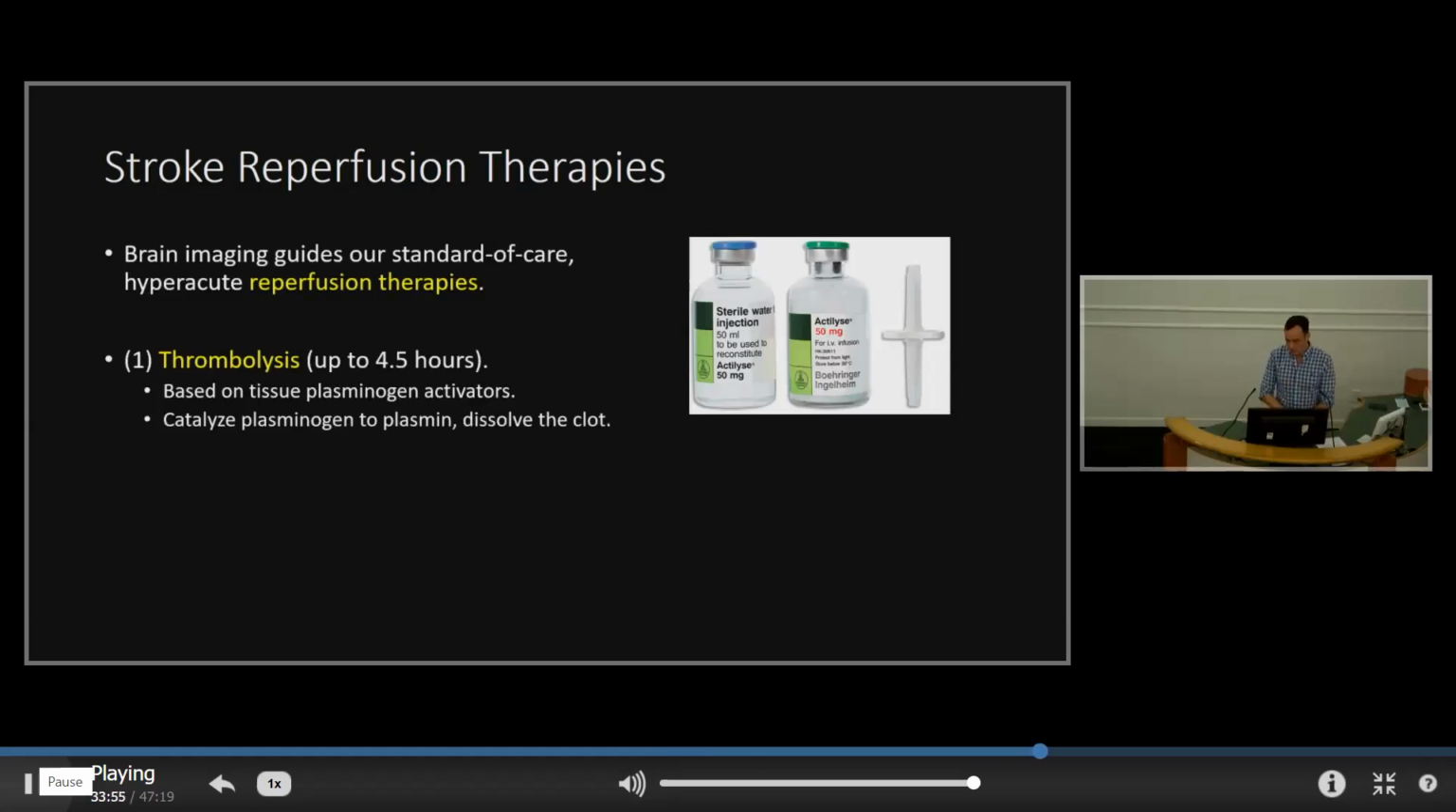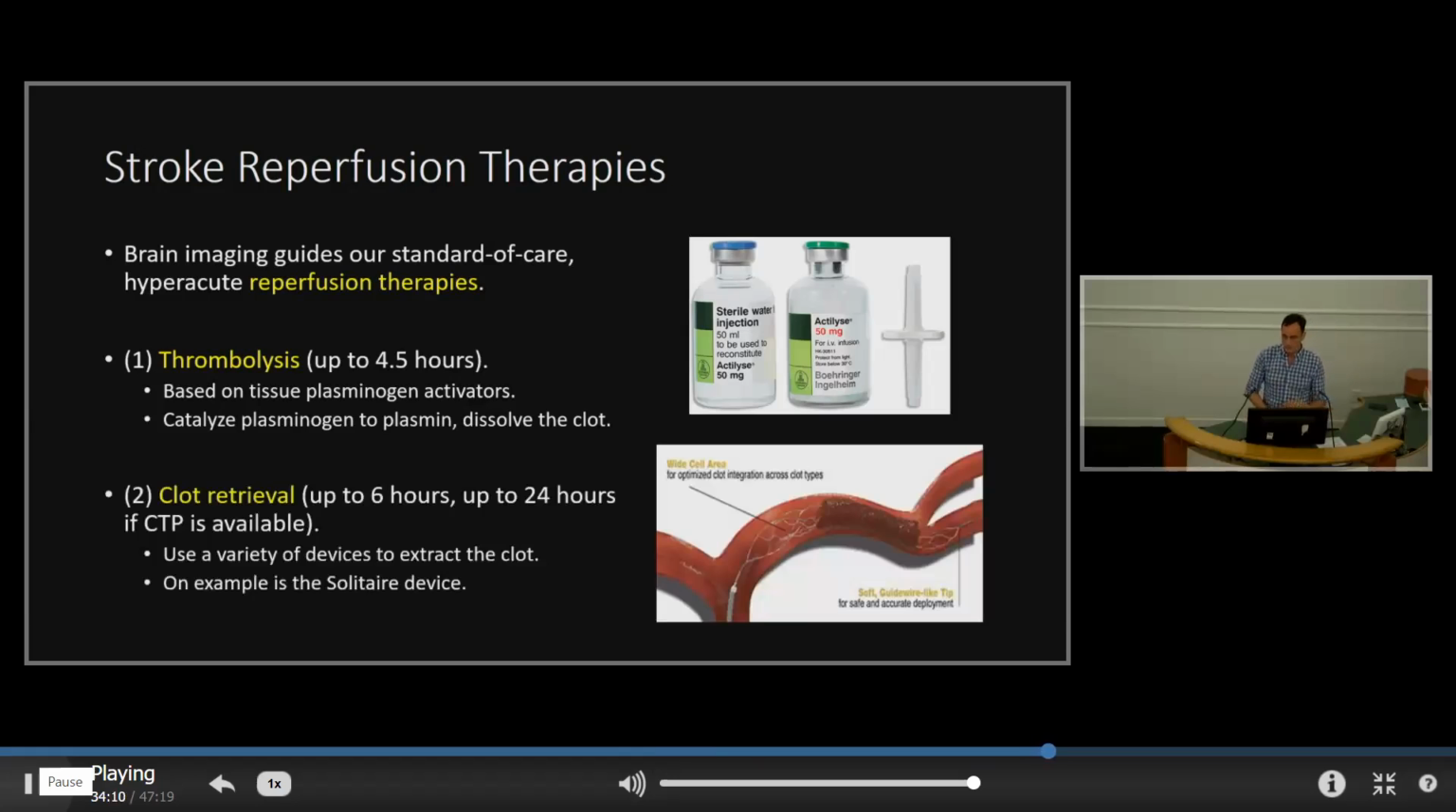These are based on tissue plasminogen activators that catalyze plasminogen to plasmin, and basically they dissolve the clot. When I describe this therapy to a patient, I say it's a clot buster. I think that's a one-word way to really get the meaning across.